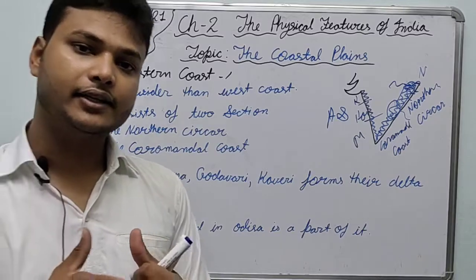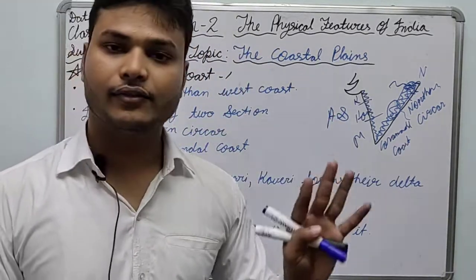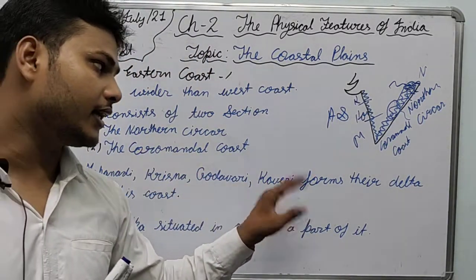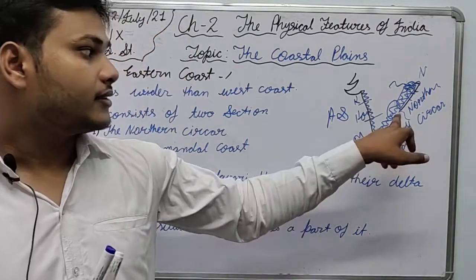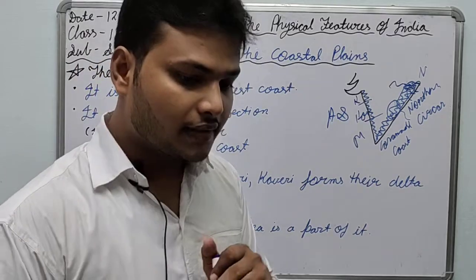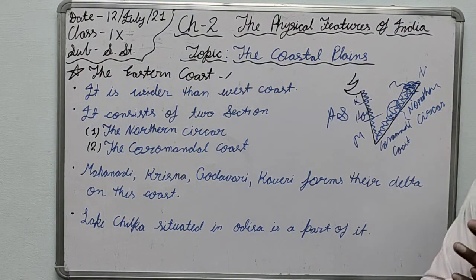Fine, it is divided into two parts: the Northern Sarkar and the Coromandel coast. There are four major rivers that form deltas: Mahanadi, Krishna, Godavari and Kaveri. And after that, Lake Chilka, which is situated in Odisha, is a part of it. That means Lake Chilka is also situated in the eastern coast, the eastern margin of India. I hope this eastern coast is also clear.